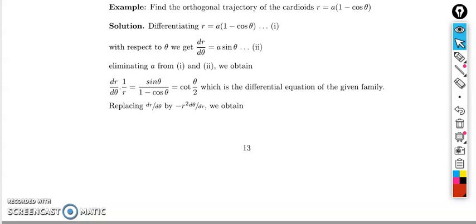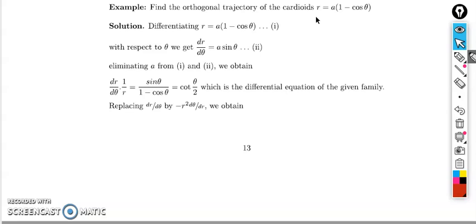So it's the example: find the orthogonal trajectory of the cardioid r equals a(1 minus cos theta). If you plot the equation of this curve, r equals a(1 minus cos theta), the shape of the curve is exactly like a heart. For that reason it is called the cardioid. The name of the curve is cardioid.